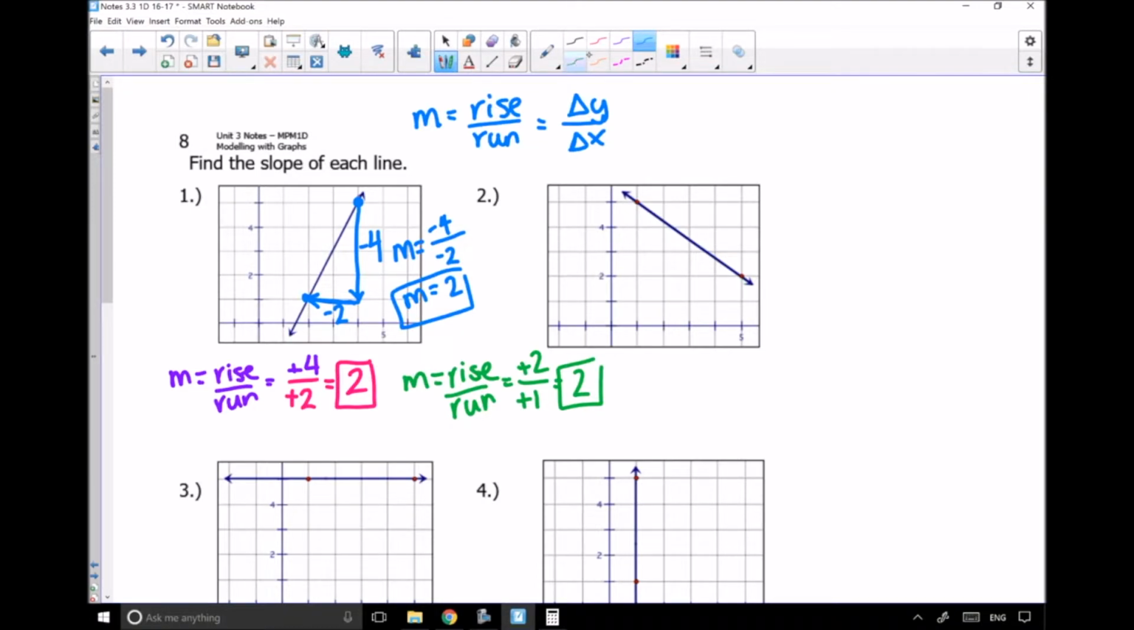Okay, so let's take a look at this next example. Here it gives you your starting and your ending points.